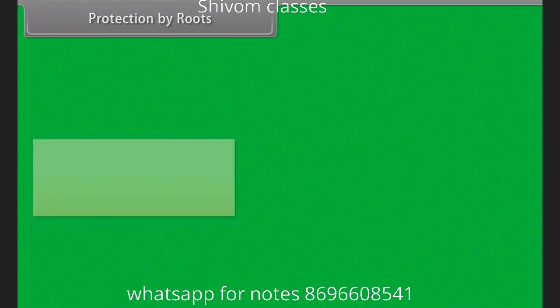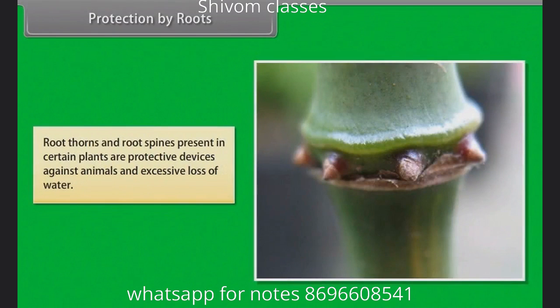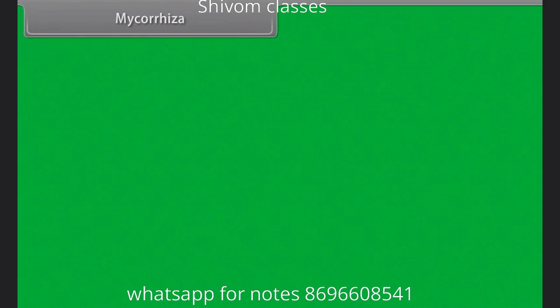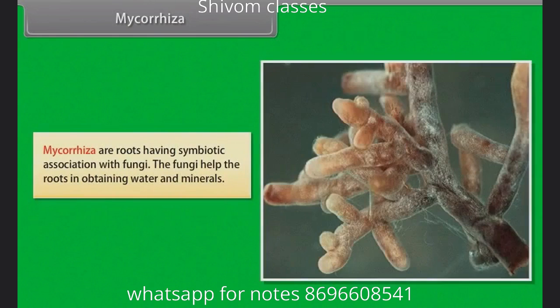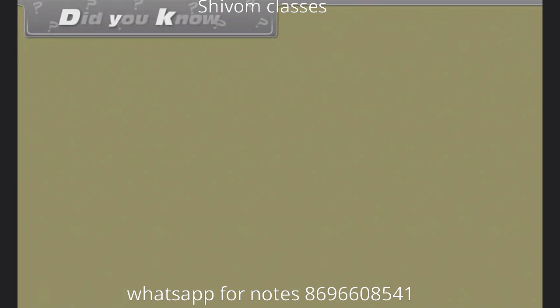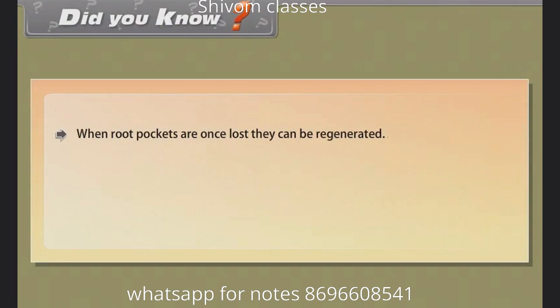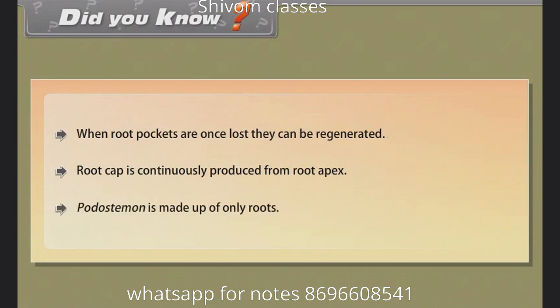Protection by roots. Root thorns and root spines present in certain plants are protective devices against animals and excessive loss of water. Mycorrhiza. Mycorrhiza are roots having symbiotic association with fungi. The fungi help the roots in obtaining water and minerals. Did you know? When root caps are once lost, they can be regenerated. Root cap is continuously produced from root apex. Podostemon is made up of only roots.